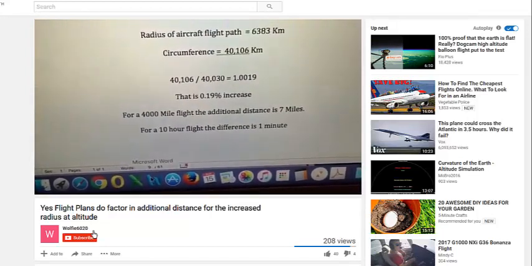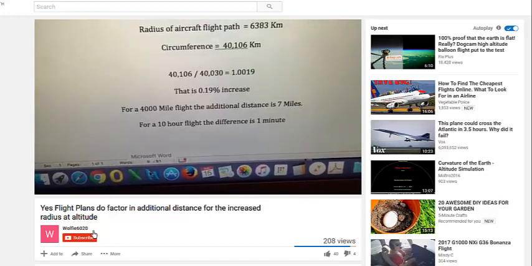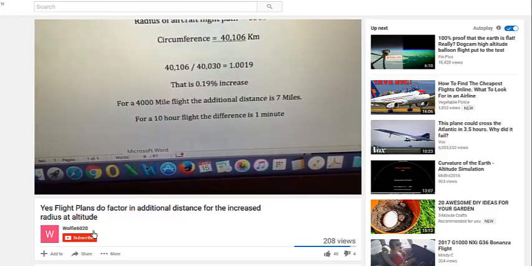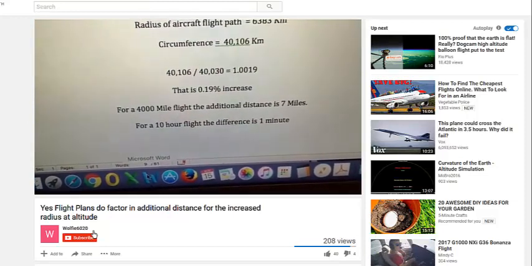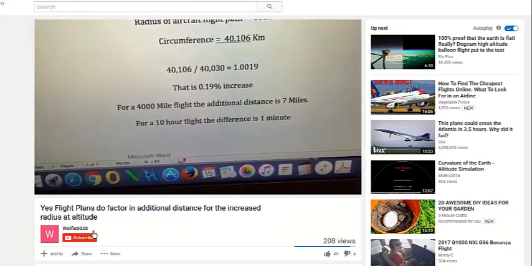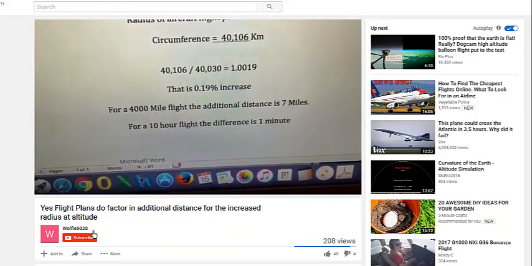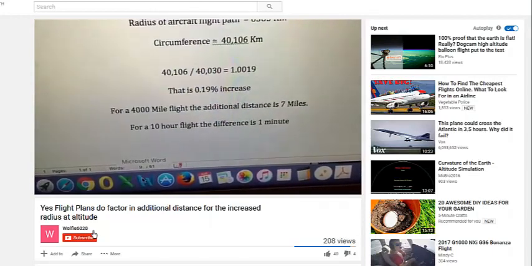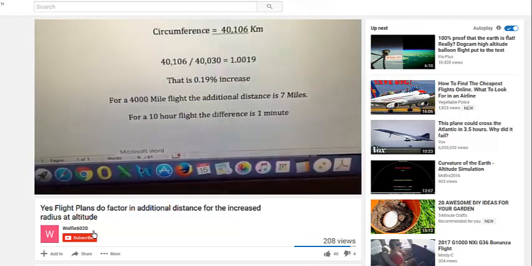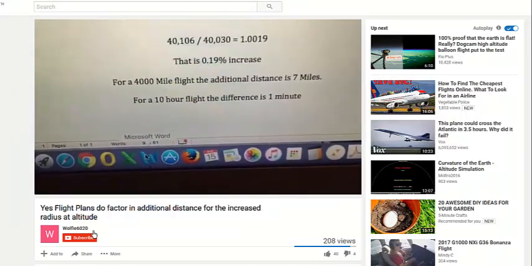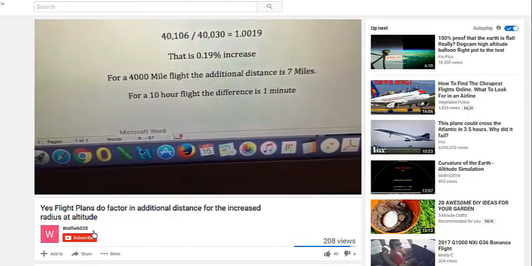Let's take a flight from, say, Sydney to Hawaii. That's a flight I did recently, and it's about 4,000 miles. I'm just rounding to the nearest number there just to make it simple. Over that distance, the increase in the distance of the actual route due to the altitude is only 7 miles. So in 4,000 miles of flying, it's only an increase of 7 miles. What does that mean in terms of time? If the flight duration is 10 hours, the actual difference in time is 1 minute.